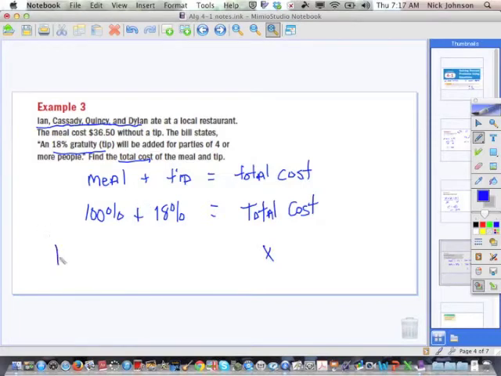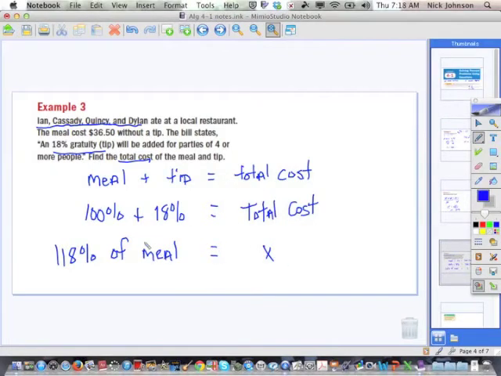We're paying 118% of my meal, because we're paying the cost of the meal and then some. Well, you can't figure out the tip unless you know how much the meal costs. So I'm paying 118%. I'm paying the price of the meal, plus another 18% of the price of the meal. Hopefully that makes sense. Equals my total cost, which I just said is my X.